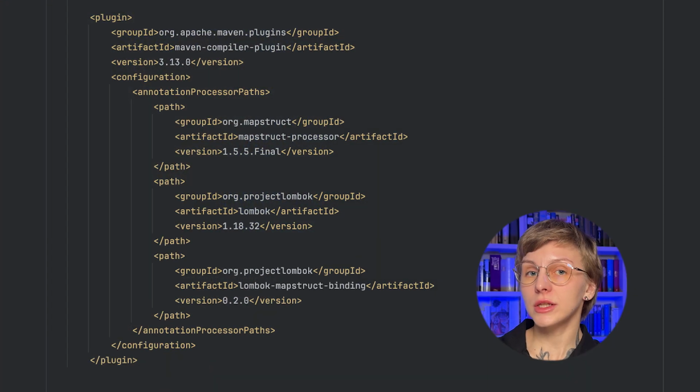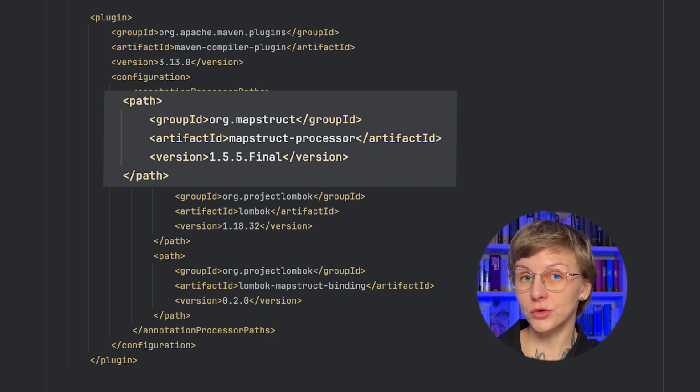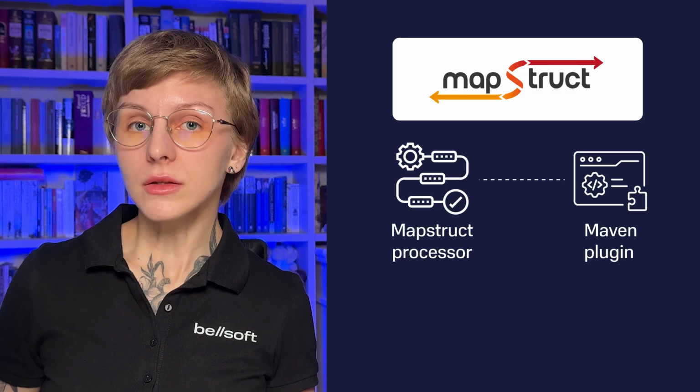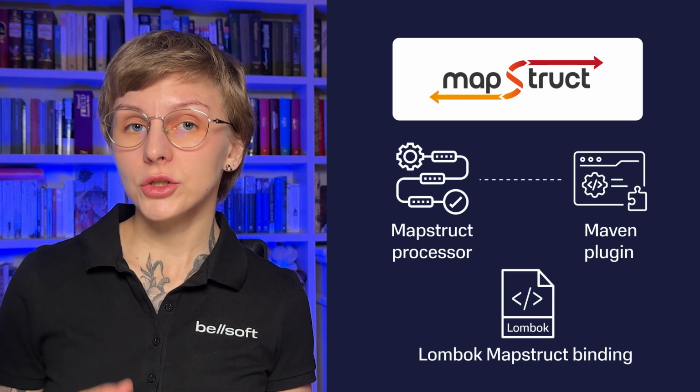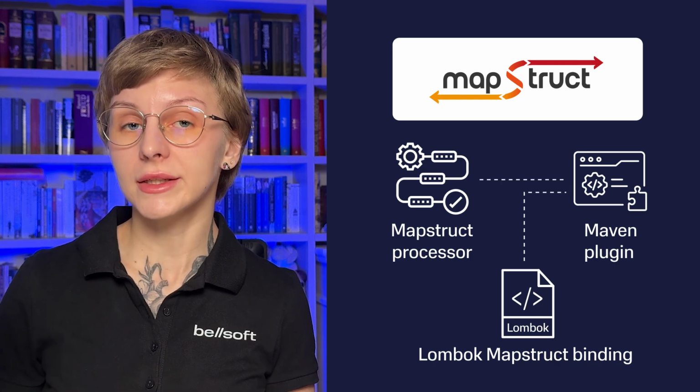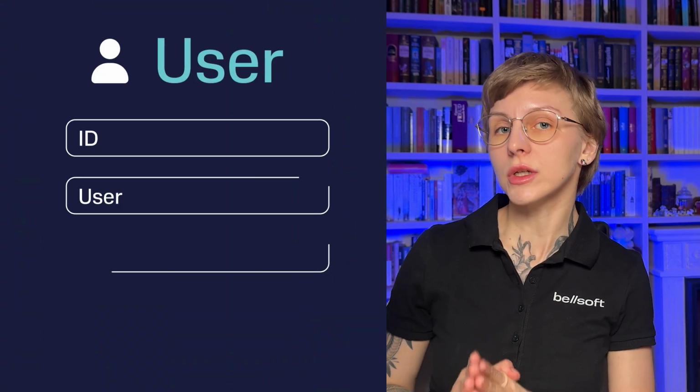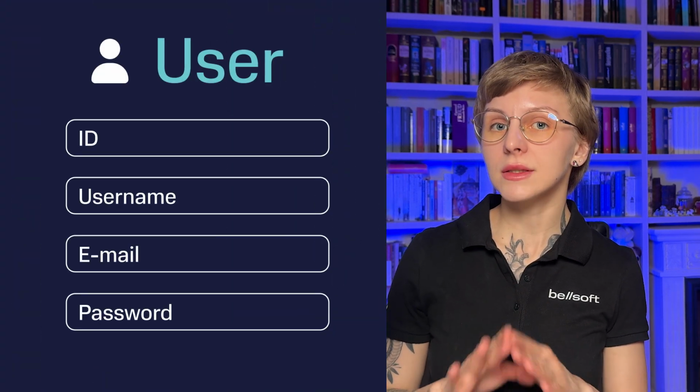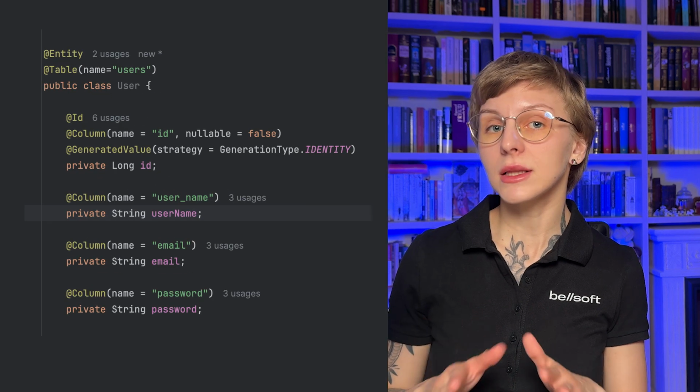We also need to add the MapStruct processor to the Maven plugin that generates the mapper implementation at build time. Also, if you use Lombok, you should add the Lombok MapStruct binding to the plugin as well. Great, we're all set. And now let's look at another entity called User. It contains four fields: ID, username, email, and password.